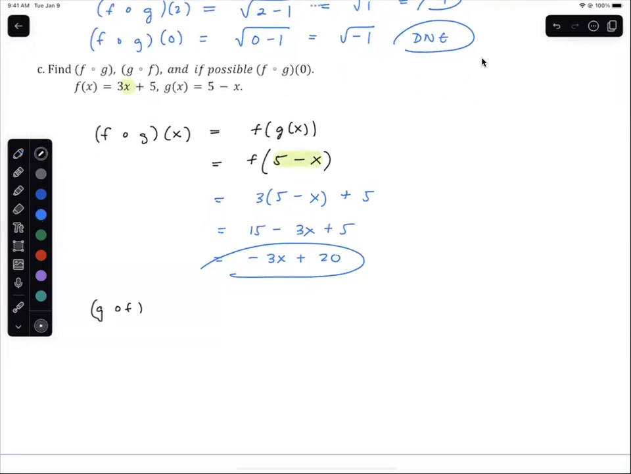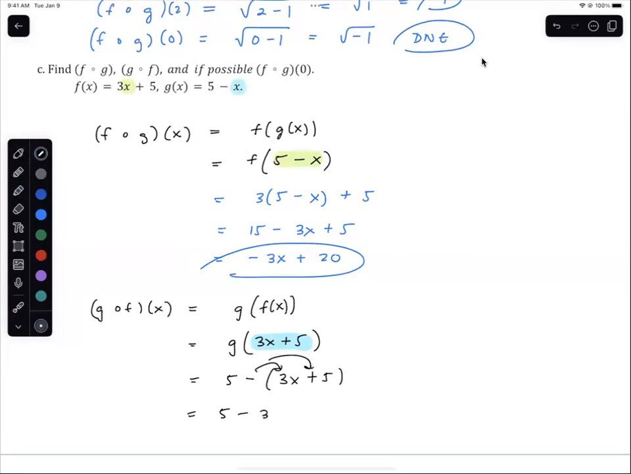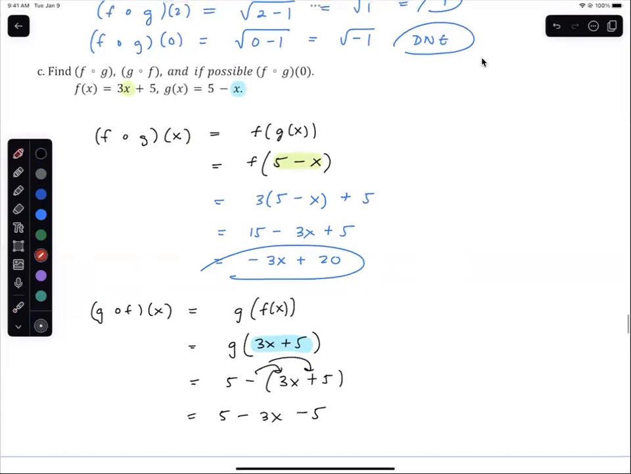G composed of f of x is the same thing as g of f of x, and f of x is 3x plus 5. So what it means is wherever you see an x in g of x, I'm going to replace it with 3x plus 5. So it's going to be equal to 5 minus parentheses 3x plus 5, which is going to be 5 minus 3x minus 5, where these cancel. So we're going to just get negative 3x.